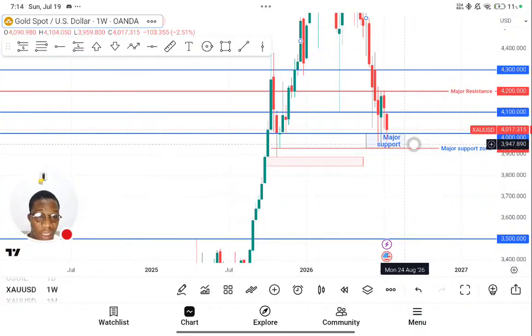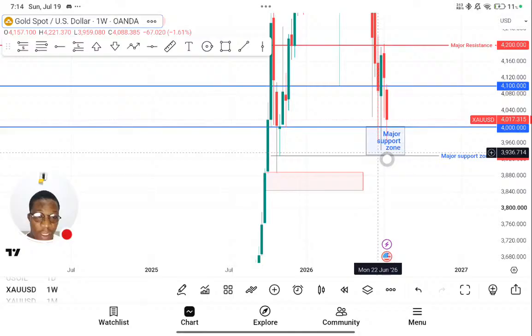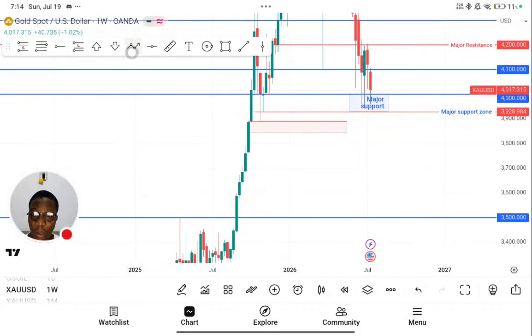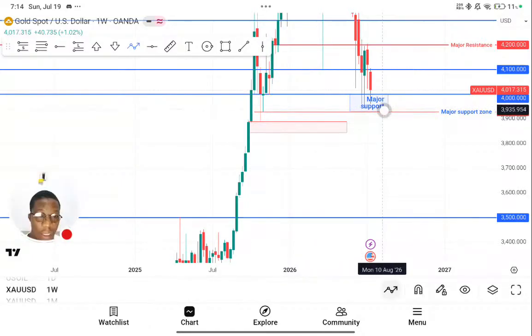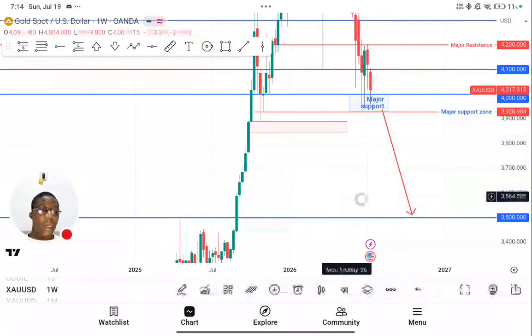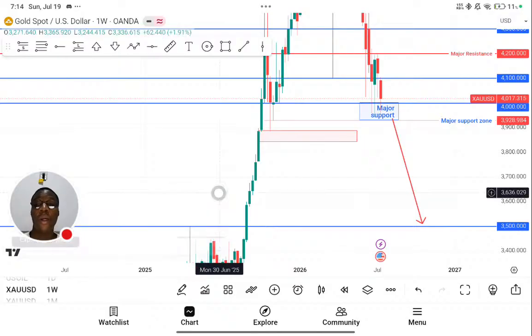From daily, we are seeing that price has covered below this 4,000. And if this level fails, there's nothing that will be able to hold price again. It will just be dropping. It will just drop crazily, like sell season. So watch out and use this information well.